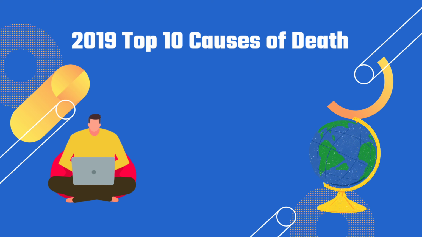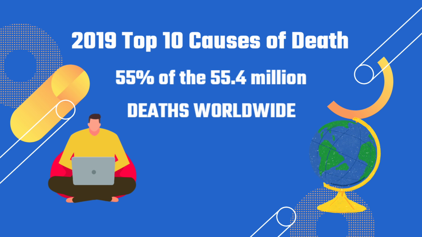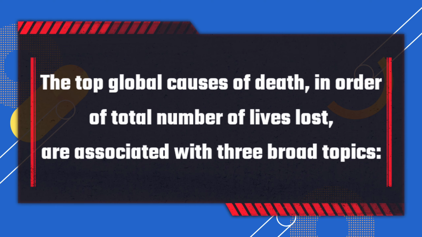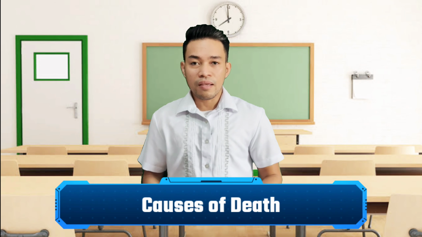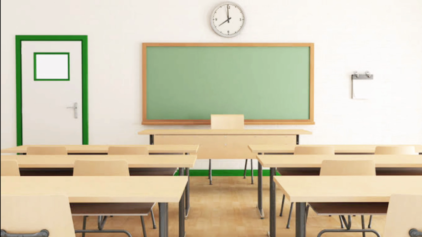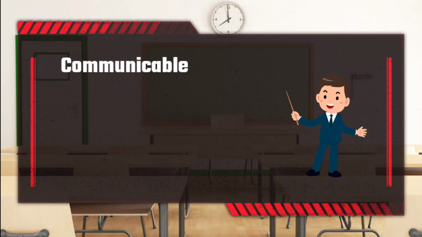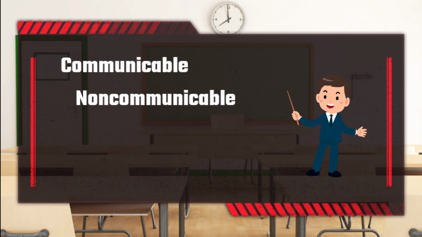In 2019, the top 10 causes of death accounted for 55% of the 55.4 million deaths worldwide. The top global causes of death, in order of total number of lives lost, are associated with three broad topics. Number 1, cardiovascular. Number 2, respiratory. Number 3, neonatal conditions. Causes of death can be grouped into three categories. Number 1, communicable. Ito yung mga infectious and parasitic diseases and maternal, perinatal, and nutritional conditions. Number 2, non-communicable like chronic.